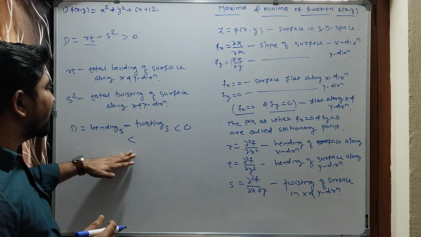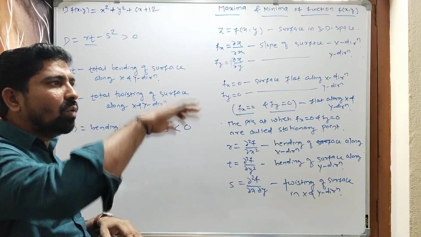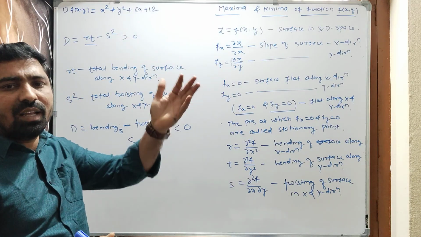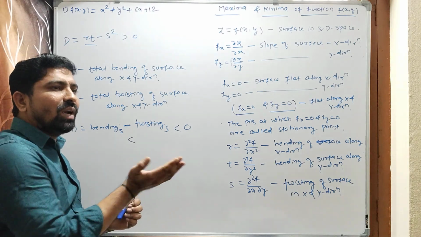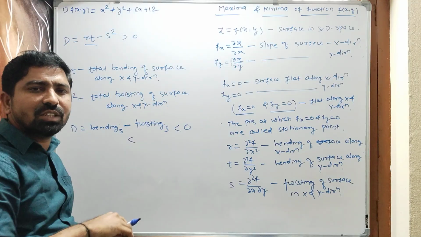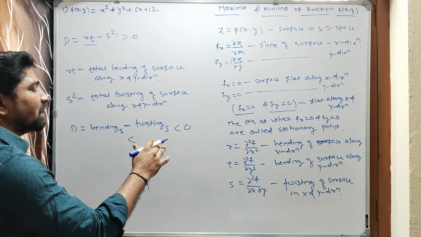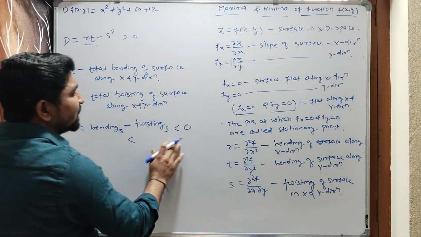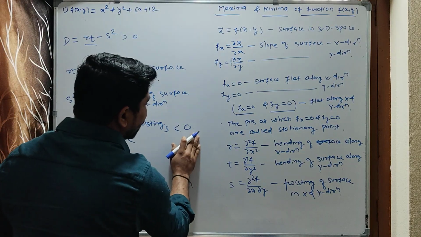This indicates that the surface moves in one direction upward, and in another direction downward. So in one direction your function bends upward, and in another direction your surface bends downward. That is called the saddle point. So this is my saddle point case.